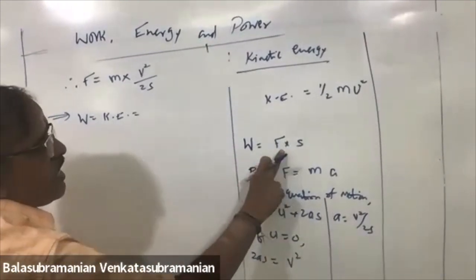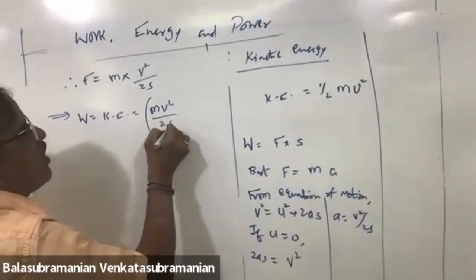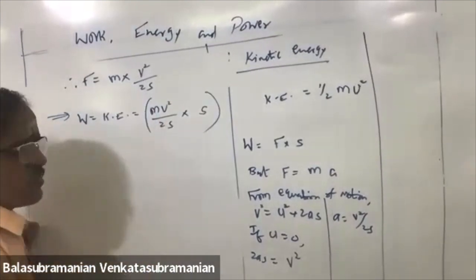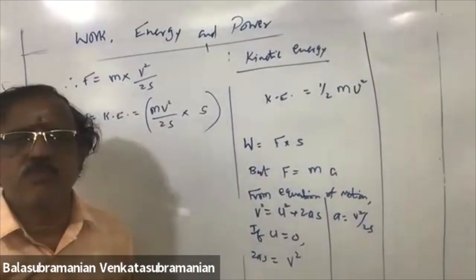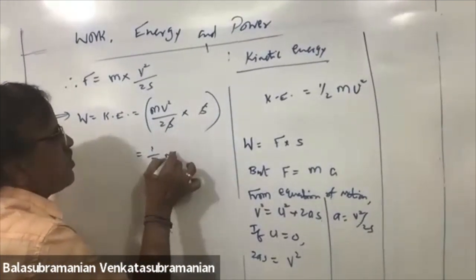Formula F into s. What is F now? m v square by 2s into displacement s. Cancel. Half mv square.